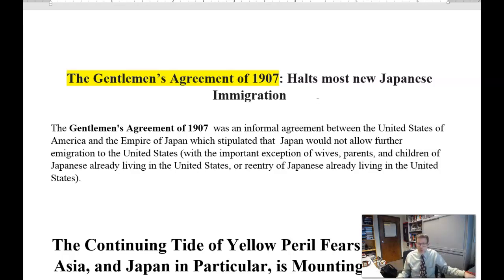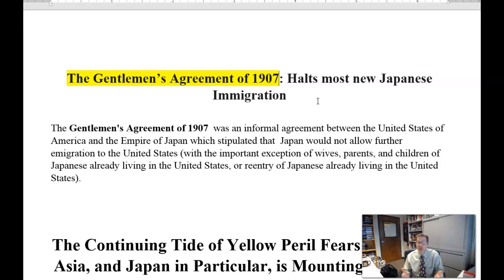Many people on the West Coast don't want any more Japanese immigration, and so the Gentleman's Agreement in 1907 halts it. Now, not completely, because Japanese men who have wives, parents, or children living in Japan, those family members are still allowed to immigrate to the United States. But no new non-family connected immigration is possible. Except, again, you get some visas for some Japanese students to study and so forth.